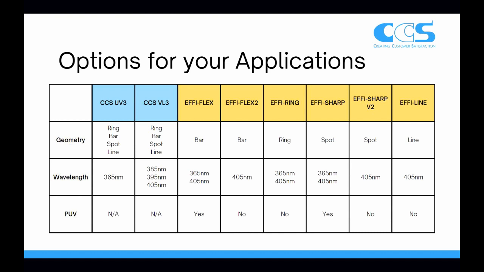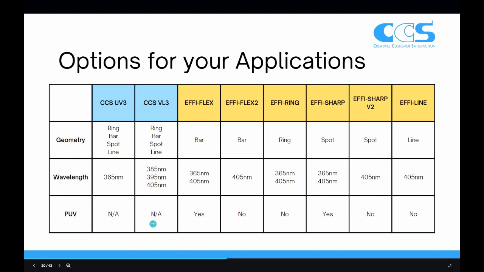So when it comes to options for your applications, what form factors can you get all of these wavelengths in? Here's a little bit of a breakdown. CCS and FE-Lux both have their options of UV lights. CCS has the UV3 line, which has ring lights, bar lights, spotlights, and line lights, and then the visible light line, which is 385, 395, and 405 nanometers. The geometry of these two is the same, it's just the different wavelengths you can get, and they don't come with the pure UV technology.